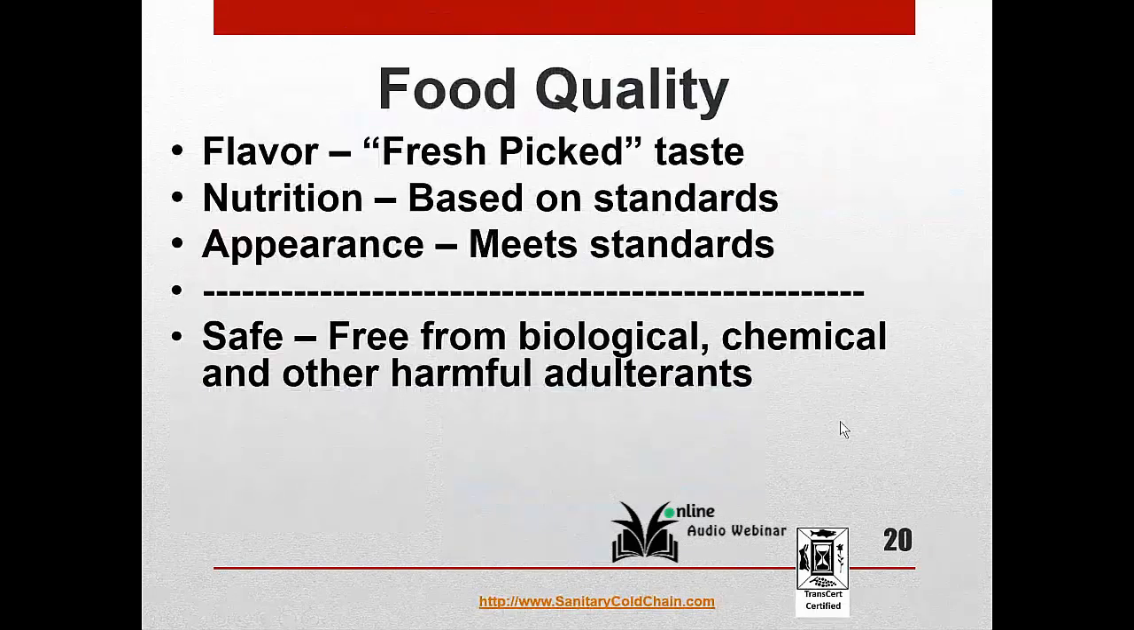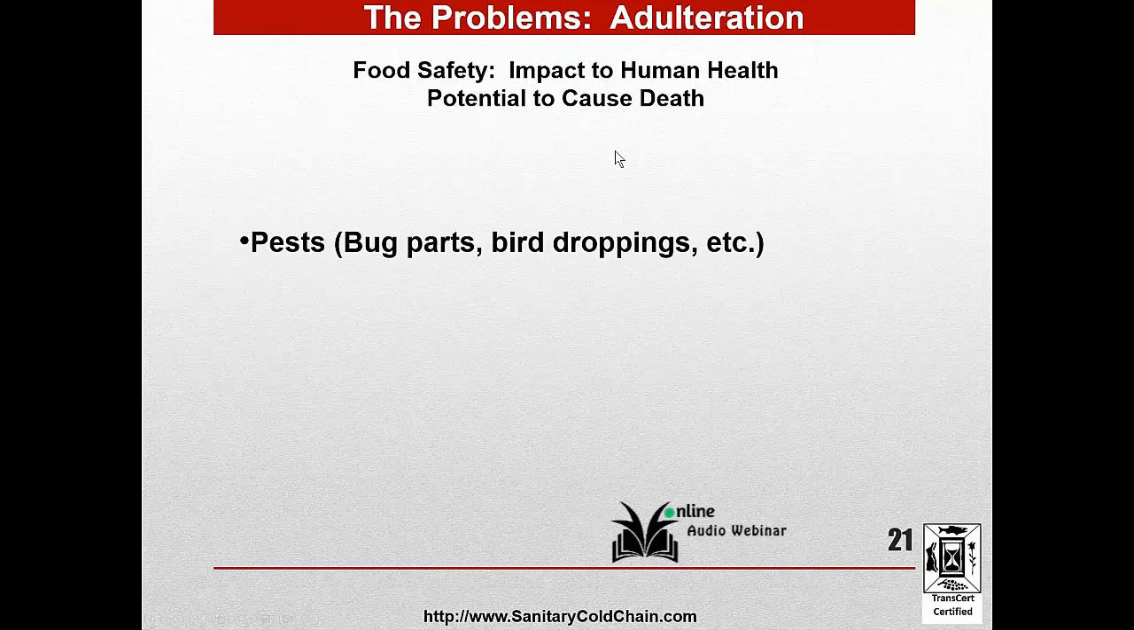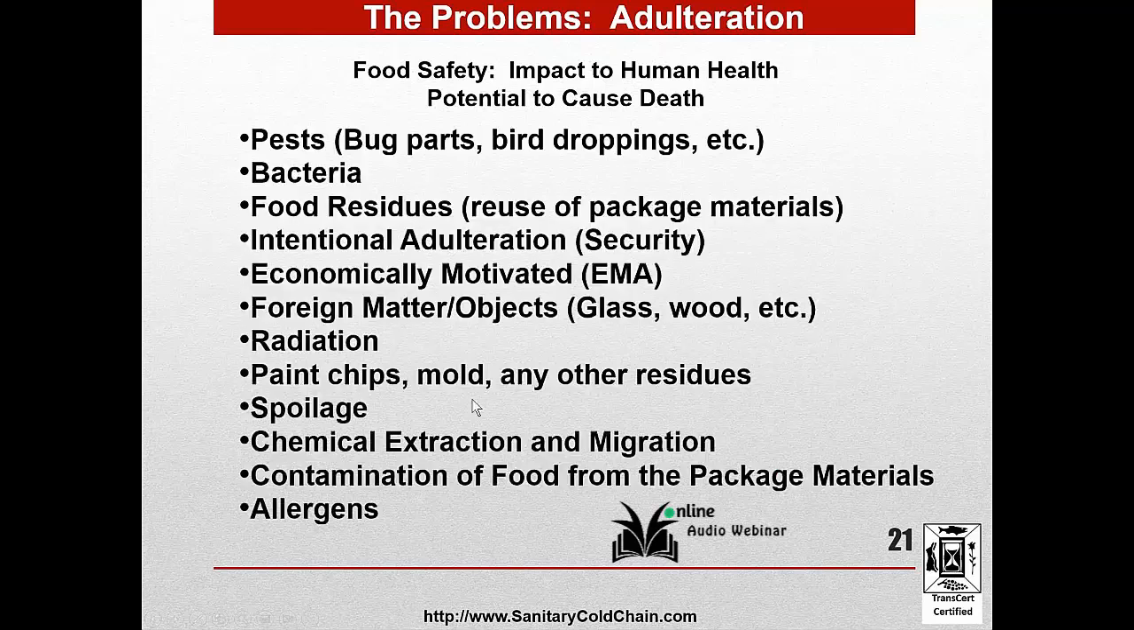Okay, when we talk about food quality, we talk about a couple things. So the problem with all this is this adulteration, okay? And it takes many forms. And the problem is it impacts human health with potential to cause death. So we have different kinds of adulterants. Contamination of food from packaged materials, dirty packaging materials.